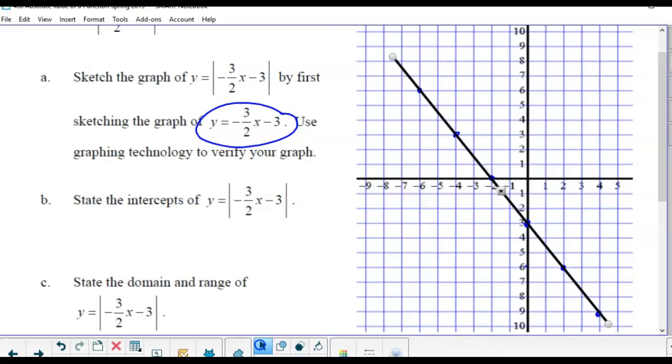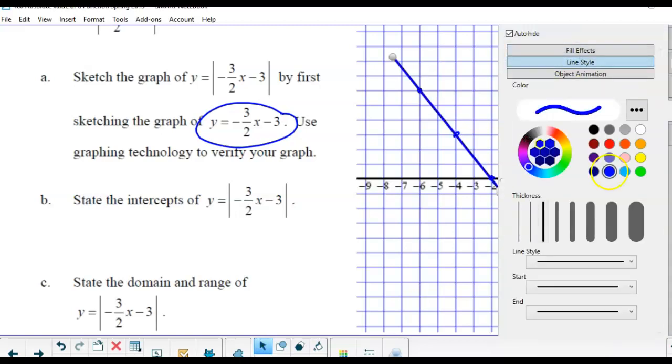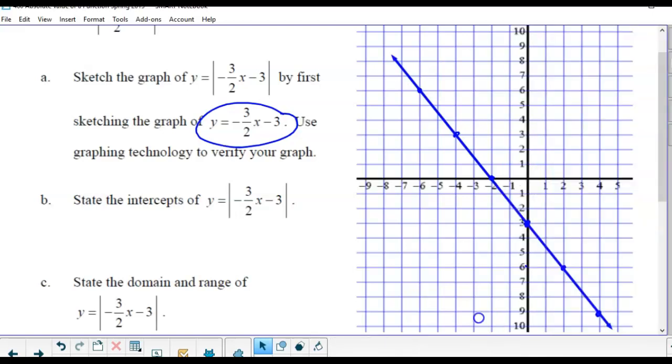A little bit off there. Better. Okay. So that's your original. Now I'll use red for the absolute value. So anything that was above stays. So this part here that's above stays above. Okay, this part below gets reflected.